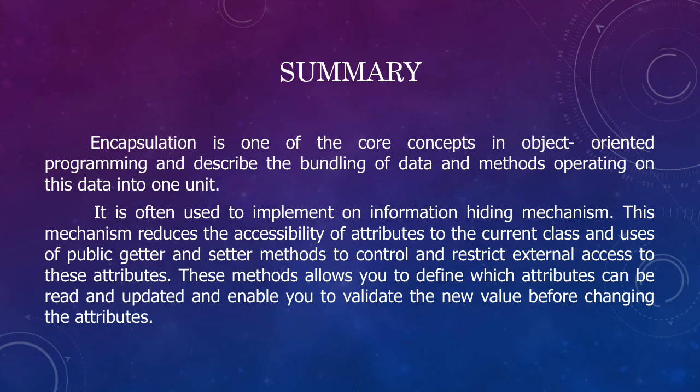Encapsulation is one of the core components in object-oriented programming and describes the bundling of data and methods operating on this data into one unit. It is often used to implement an information hiding mechanism. This mechanism reduces the accessibility of attributes to the current class and uses public getter and setter methods to control and restrict external access to these attributes. This method allows you to define which attributes can be read or updated, and enables you to validate the new value before changing the attributes.